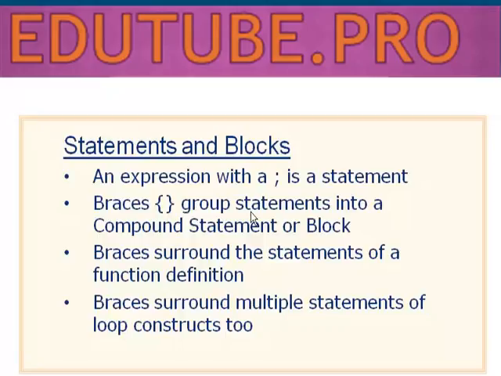Now we're going to talk about statements and blocks, or blocks of statements. An expression, what we've seen so far, like A equals B plus C, with a semicolon on the end becomes a statement. So we've talked about how to make expressions, all the precedence of operators, things like that. Now we're going to turn expressions into statements of work. Those statements of work are then grouped together into a compound statement or a block of code. The blocks of code then can be managed.